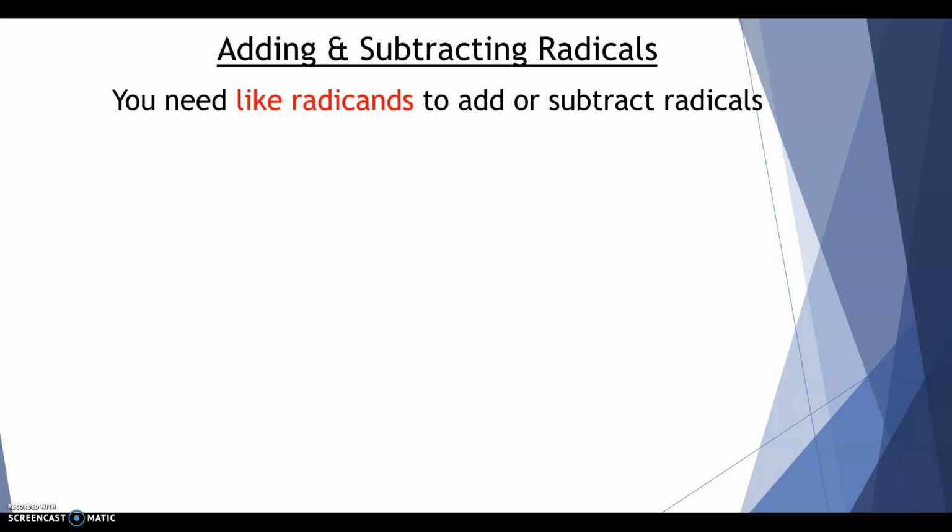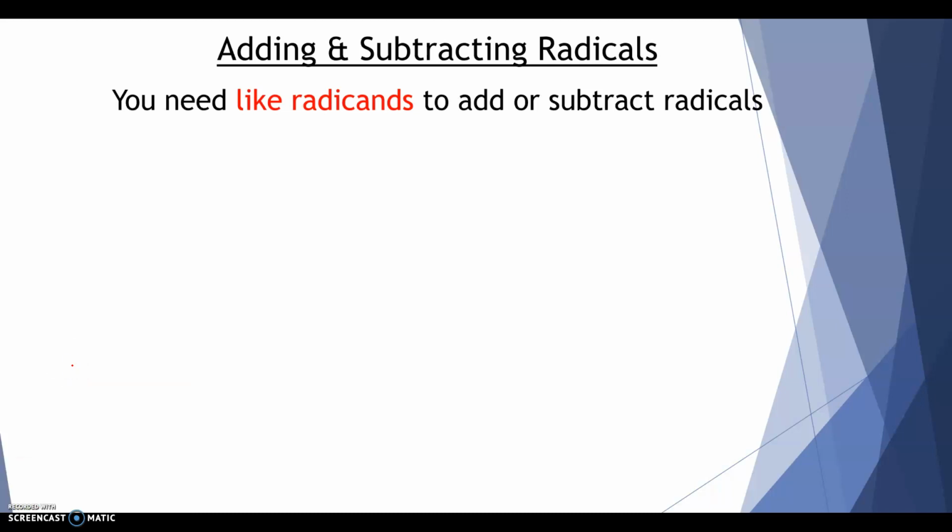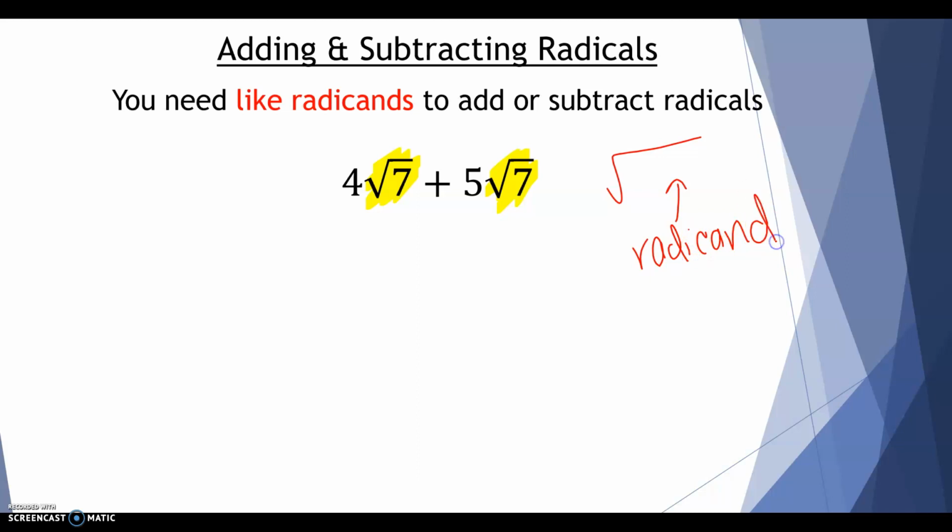So the main point for adding and subtracting radicals is the fact that you need like radicands in order to add or subtract. So if you look at this problem right here, you have the square root of 7 and the square root of 7. Those are like radicands. You learned this word back in the classroom. The radical is the whole thing, and the radicand is the number that's underneath the radical symbol or the square root symbol. So in order for you to do this problem, they would both have to be the same number underneath the radical symbol.